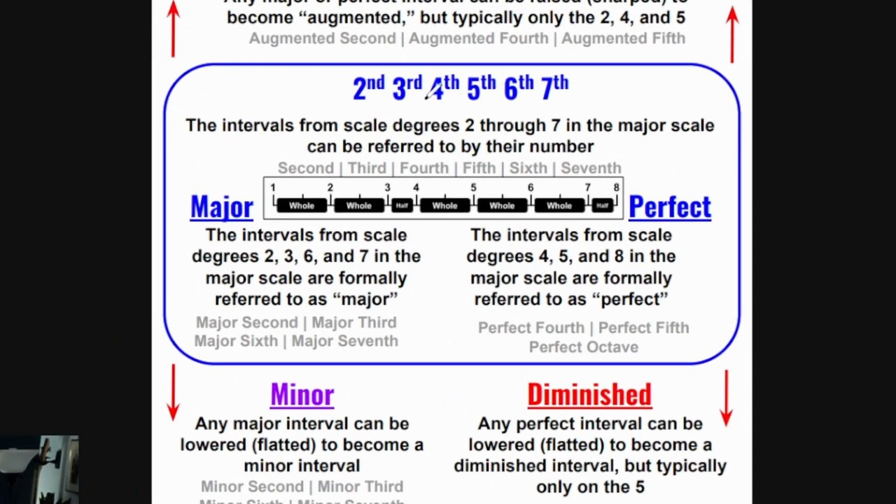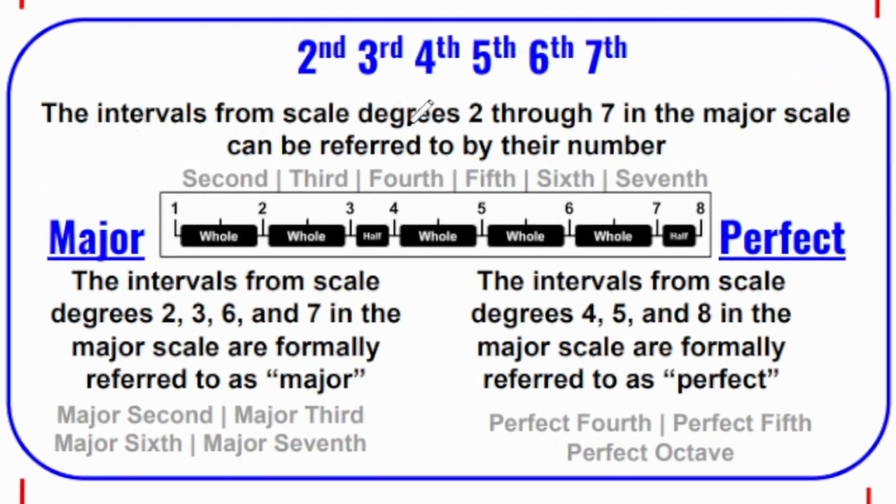Here's the rules. Starting in the middle, the intervals from scale degrees 2 through 7 in the major scale can be referred to by their number. That's just basic rule 1. Here's our major scale in the center of the entire document here. So from 1 to 2, that can be called a second. From 1 to 3, that can be called a third.